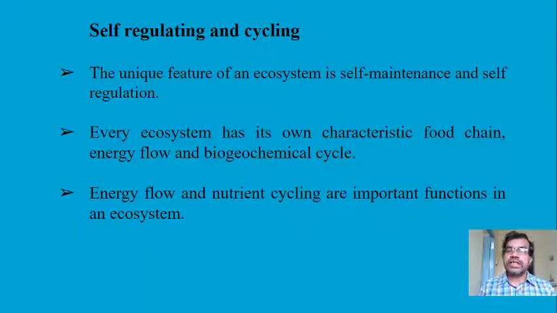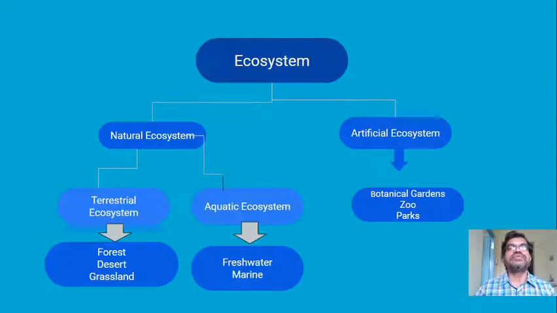So, in an ecosystem, you find food chains, energy flow, and biogeochemical cycles. Through these nutrient cycles, the nutrients or components are cycled. From the atmosphere to the soil and from the soil to the atmosphere, these nutrients are cycled and they are not depleted, they are generated again and again for the sustenance or maintenance of the ecosystem.